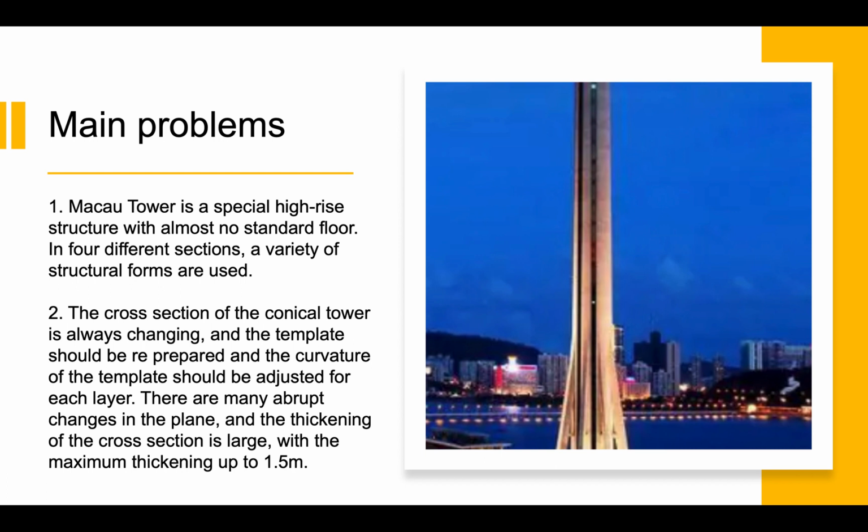The first, Macau Tower is a special hybrid structure with almost no standard floor. In 4 different sections, a variety of structural forms are used, which is difficult and technology intensive. The construction is difficult. Second point, the cross-section of the conical tower is always changing. It is difficult and time-consuming to prepare the formwork, adjust the curvature of the formwork, adjust the clamping formwork system, install and remove the special formwork for each layer.